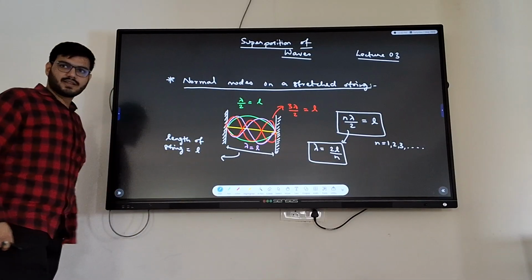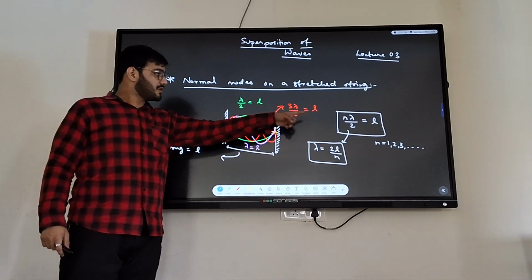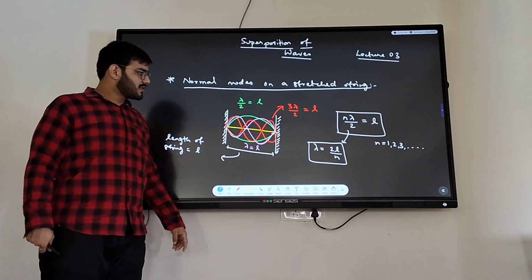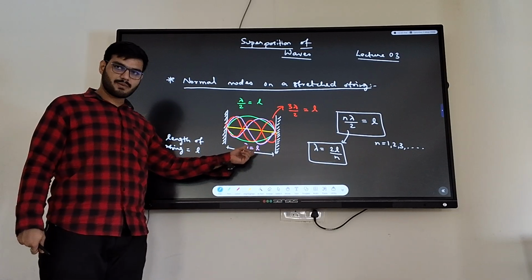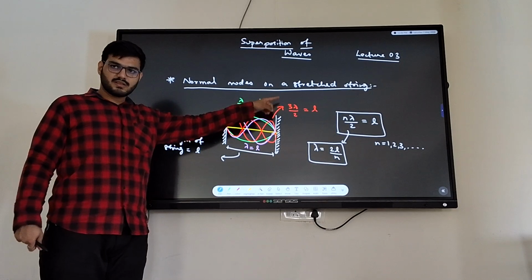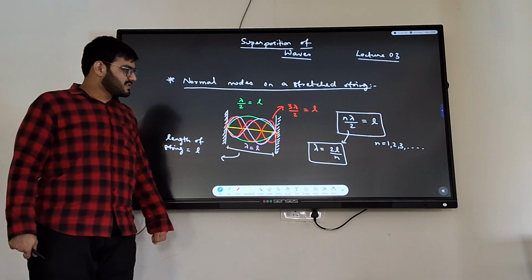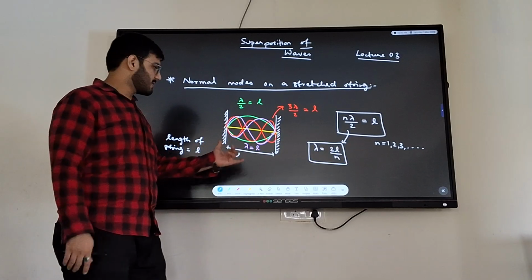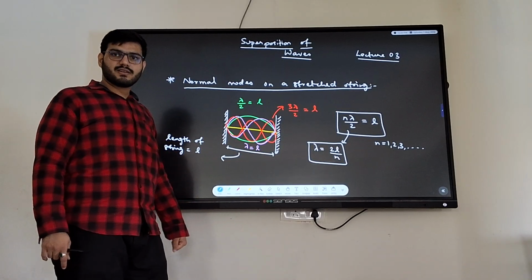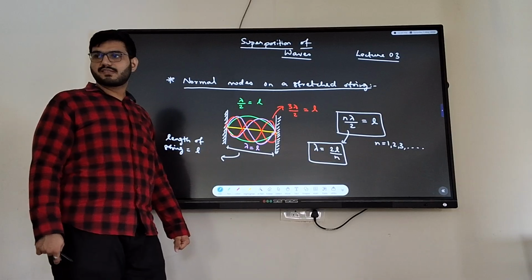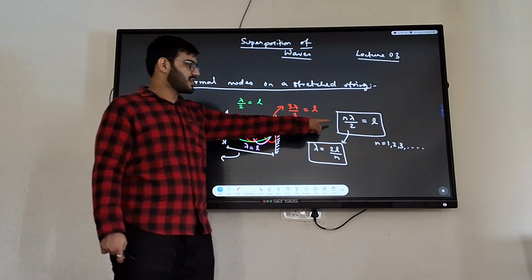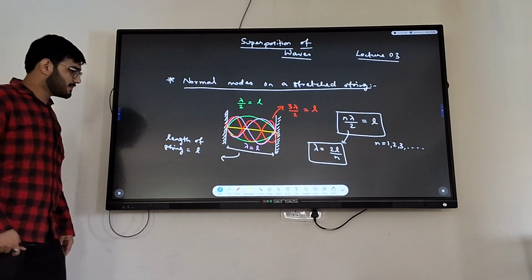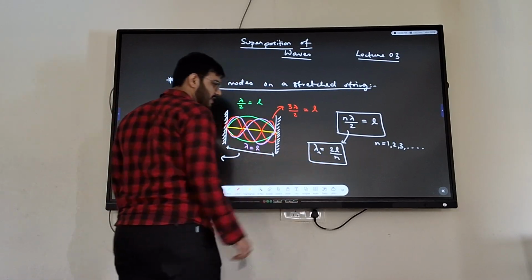So just by looking at it, can you see the generalization? If I put n equal to 1, then am I getting lambda by 2 equal to L? What about n equal to 2? Lambda. n equal to 3? 3 lambda by 2. Then this is a condition on the waves that can form inside this cavity, or maybe this kind of structure: any wave which is going to form inside it has to follow this condition, n lambda by 2 is equal to L. Let me call it lambda n.